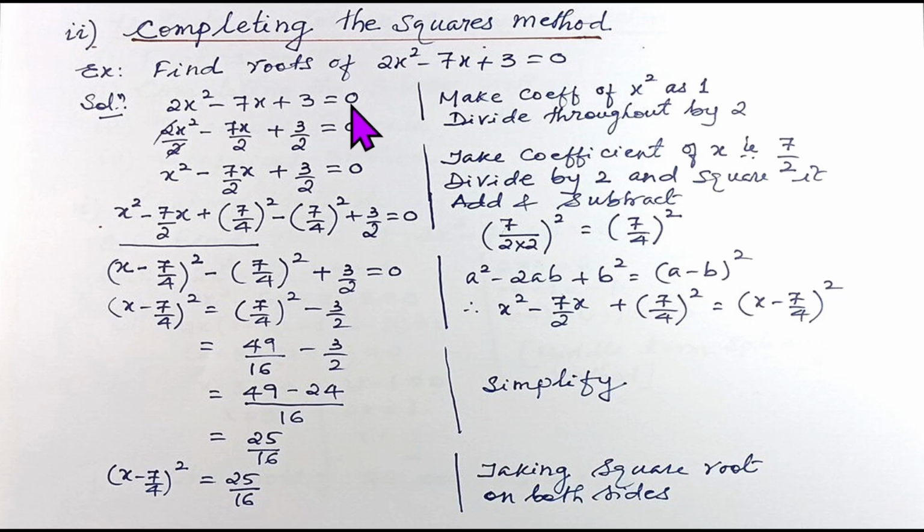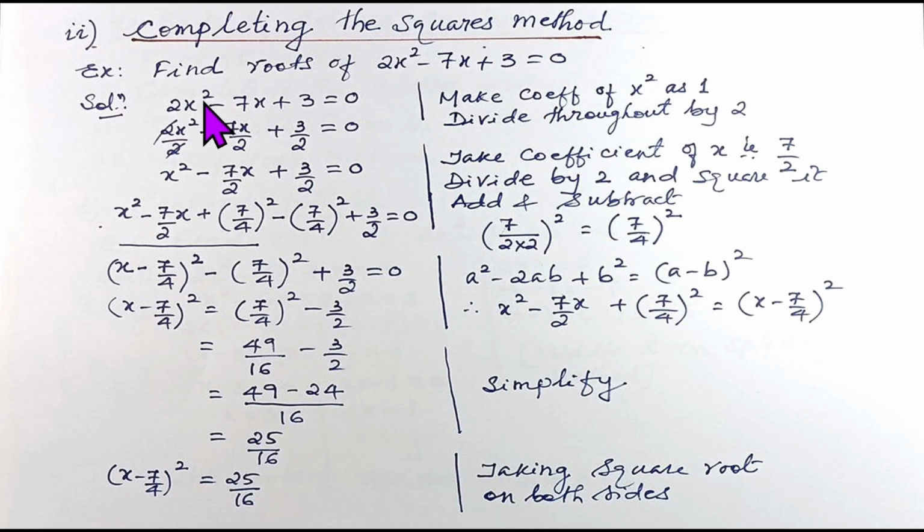Now 2x square minus 7x plus 3 equal to 0. You see the coefficient of x square is 2, so make the coefficient of x square as 1. To make it 1, I have to divide the quadratic equation throughout by 2.